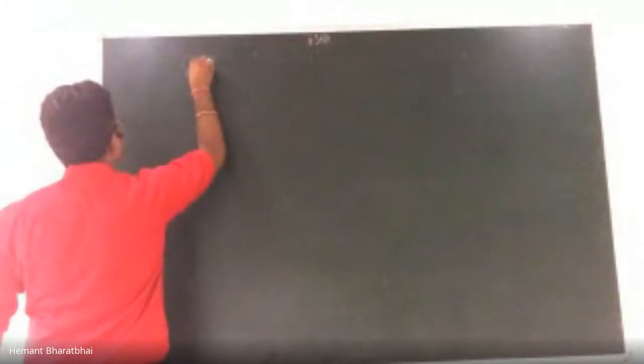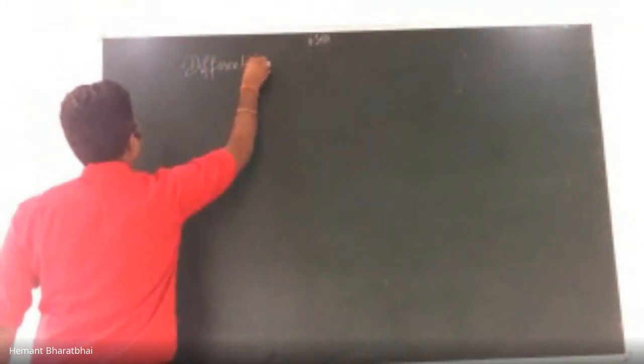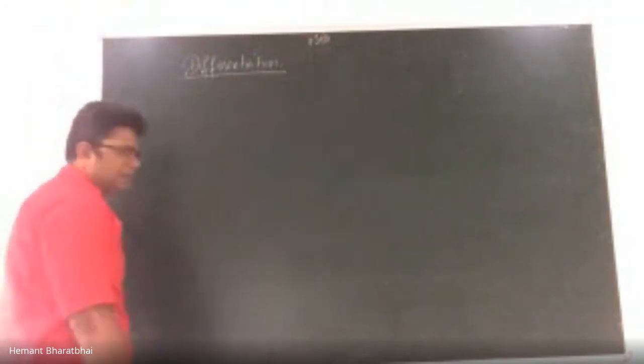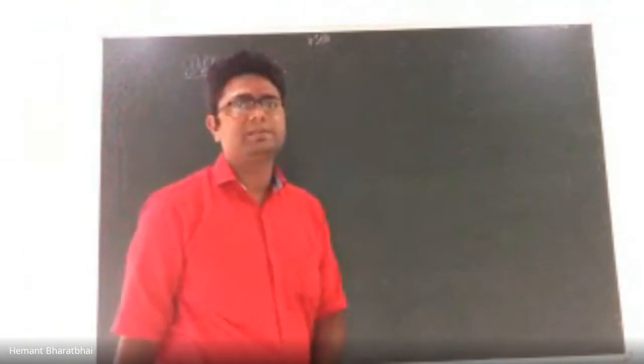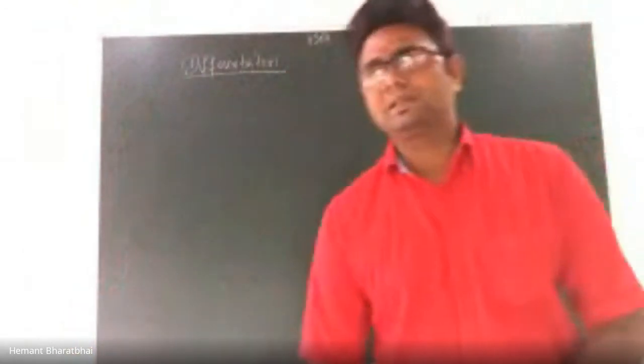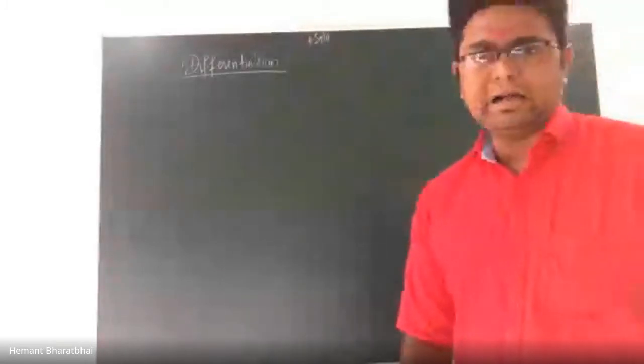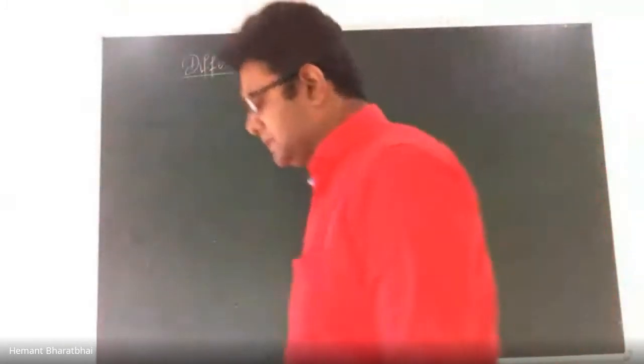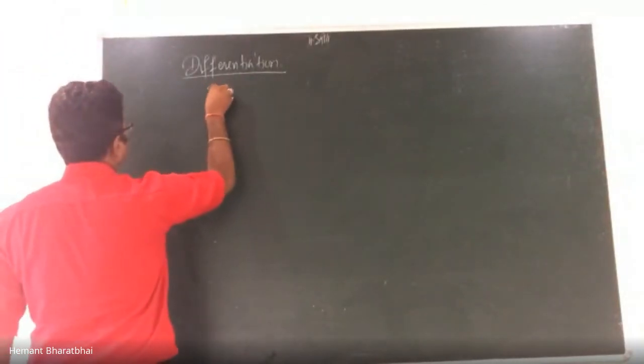Okay, done. So let's start with differentiation. Differentiation is the name of the process, and the value which we get is called the derivative. So what is a derivative?